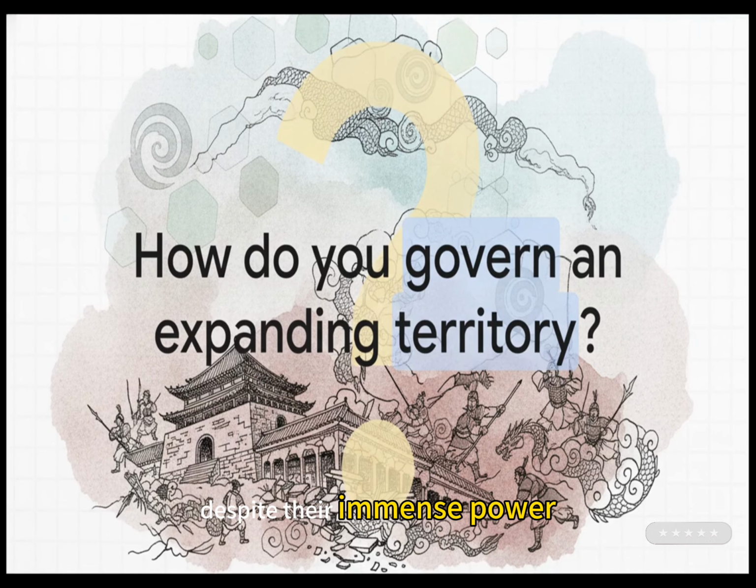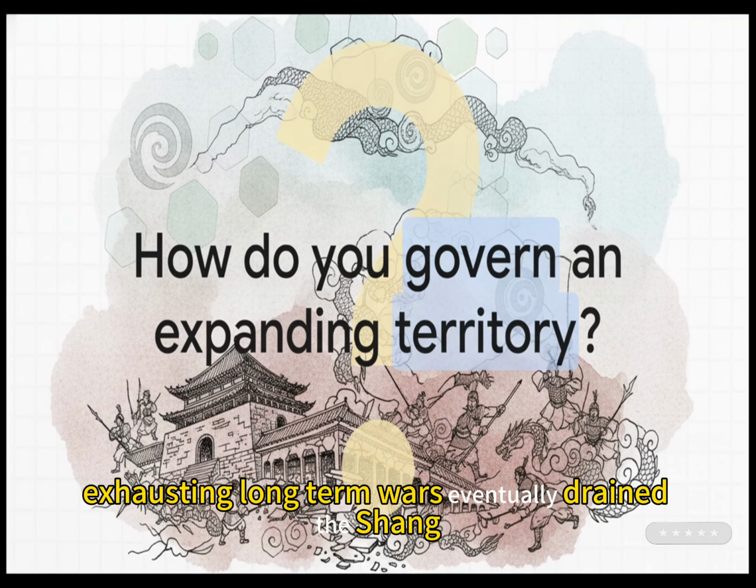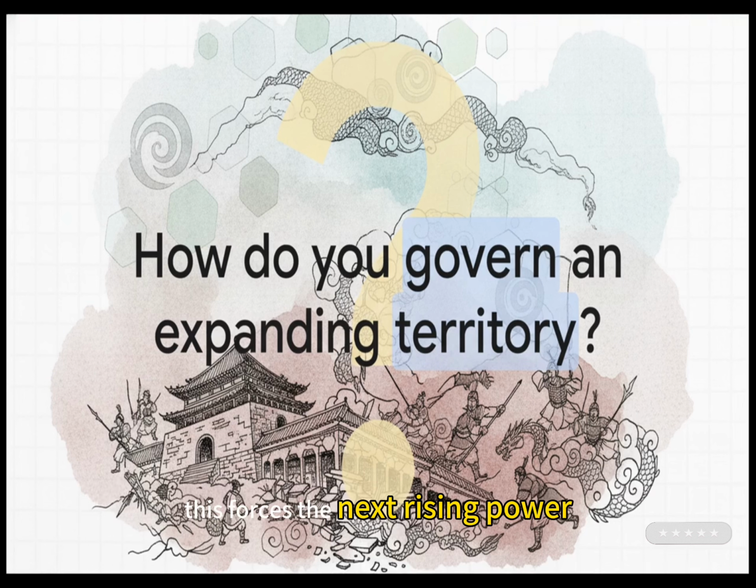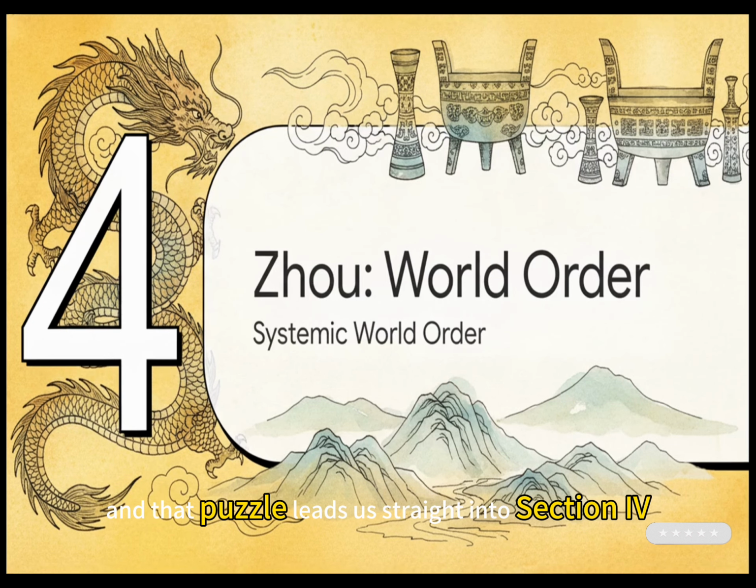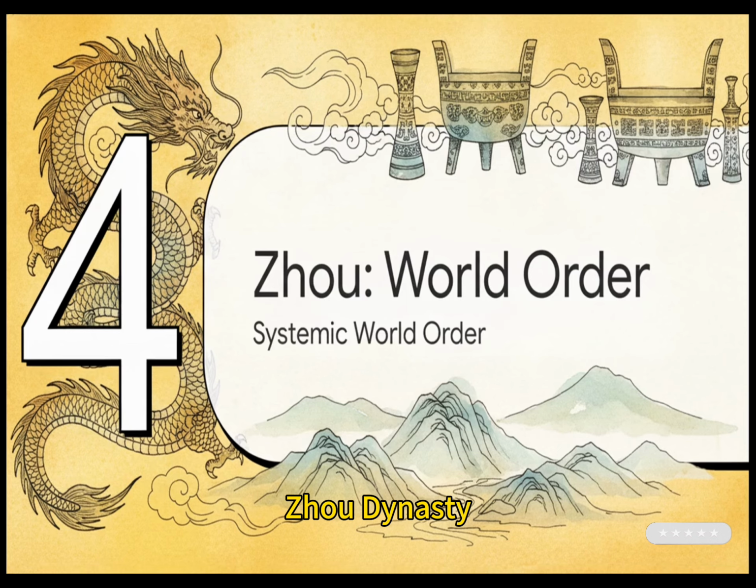Despite their immense power, internal conflicts among the nobility and exhausting, long-term wars eventually drained the Shang. This forced the next rising power to solve a brand new puzzle. How do you actually maintain order over an increasingly vast territory without tearing yourself apart from the inside? And that puzzle leads us straight into Section 4, Zhou Dynasty, Establishing World Order.